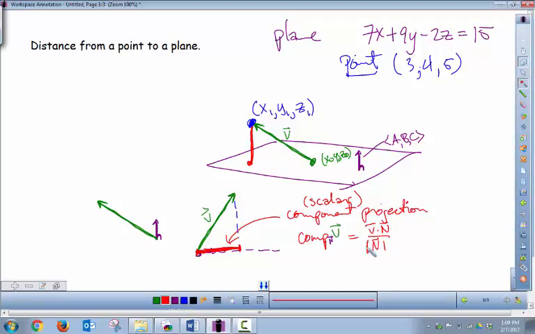So remember, the magnitude is like the absolute value. All right? So that's our key, that's our idea. And if we find this, that's exactly the length that we're looking for. So the component projection is our key.